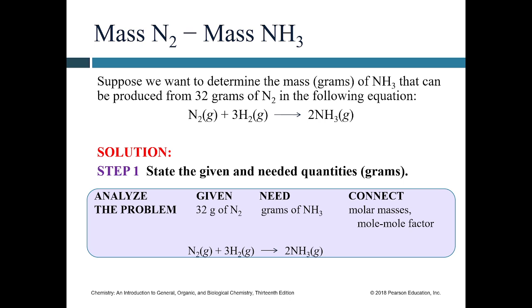Okay, so let's talk about an example. Suppose we want to determine the mass in grams of ammonia that can be produced from 32 grams of N2 in this following equation. So right here we have a reaction. What we're going to do is convert the grams into moles. Once we're in moles, we can use that in this reaction to get any other component of this reaction back out, can't we? That's just the mole to mole ratio. And then we're going to take those moles and convert them back into grams because we're asked to give a number of grams, right?